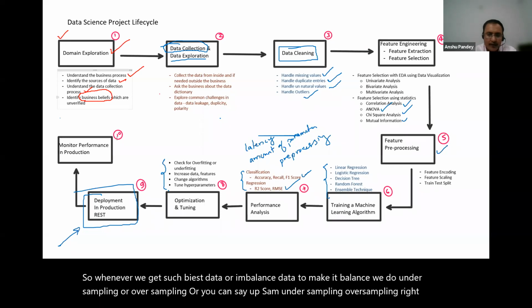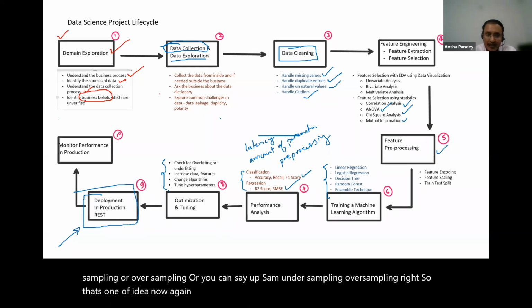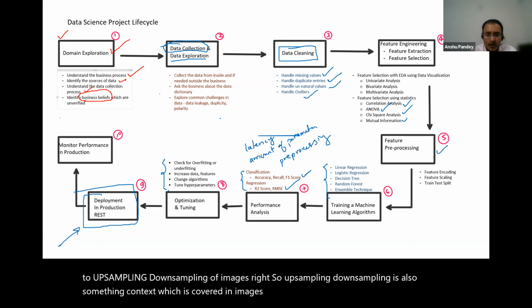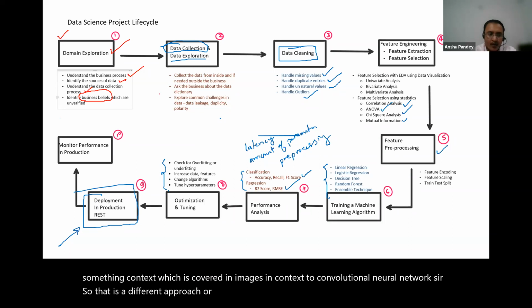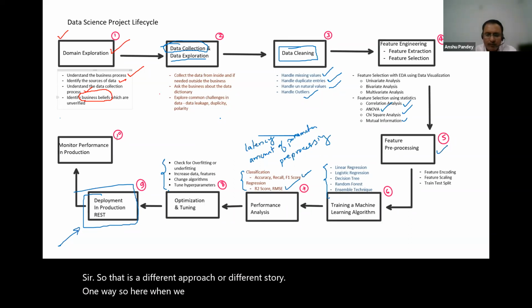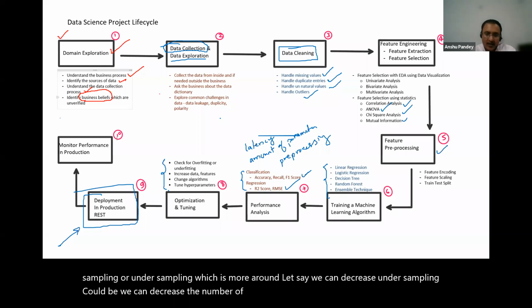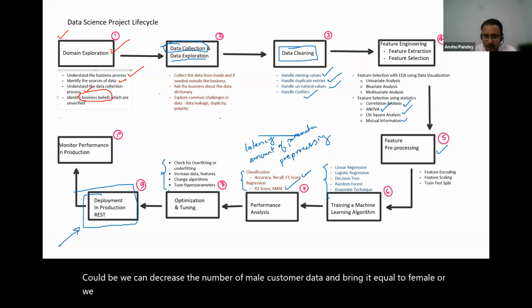So that's one idea. Now again, undersampling and oversampling of data is different compared to upsampling or downsampling of images, right? Upsampling and downsampling is a context covered in images, in the context of convolutional neural networks. That is a different story. So here, when we have imbalanced class data, that's where we prefer oversampling or undersampling. Undersampling could be decreasing the number of male customer records to bring it equal to female, or we can copy the female customer data and bring it equal to male. So that's the context for under and oversampling.